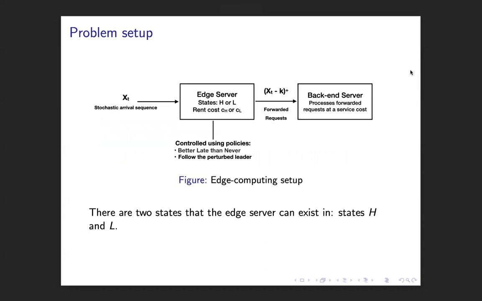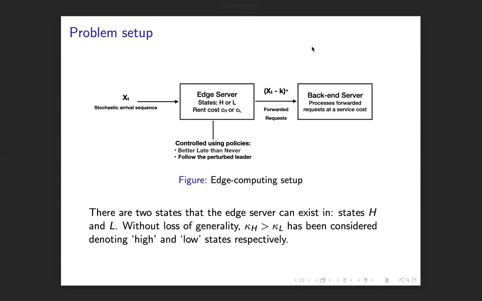This is the problem setup we work with. We have an edge server, we have a backend server. The edge server can be hosted in one of two states, a high state or a low state. And the state is controlled using policies, Better Late Than Never or Follow the Perturbed Leader, for instance. The edge server has to serve the requests determined through a stochastic arrival sequence. Each of the requests that the edge server cannot serve are forwarded to the backend server. There are costs incurred with each of the following steps. Without loss of generality, we consider kappa H greater than kappa L.